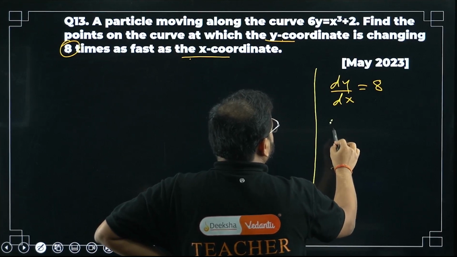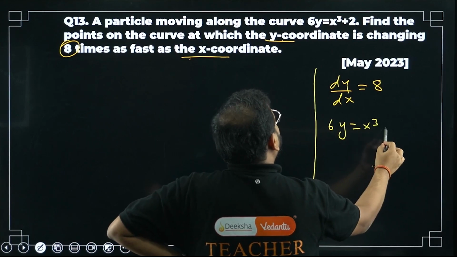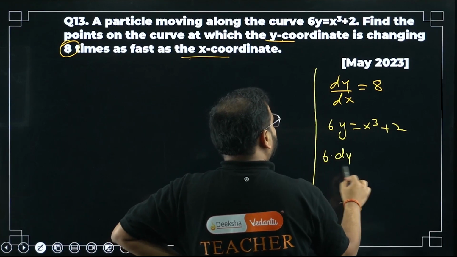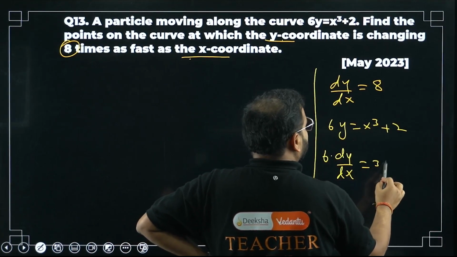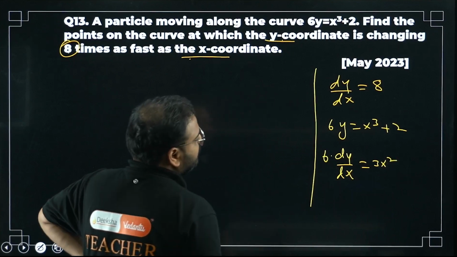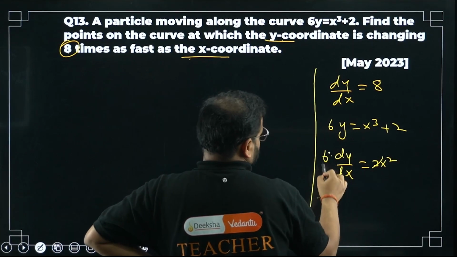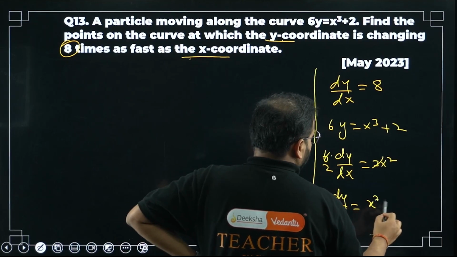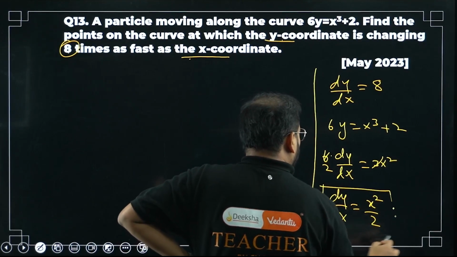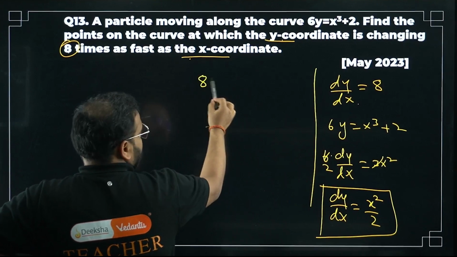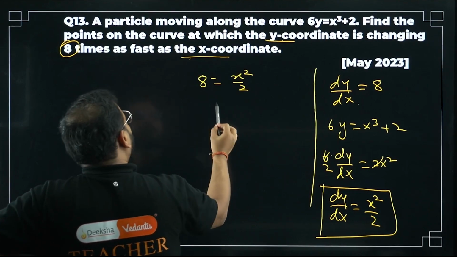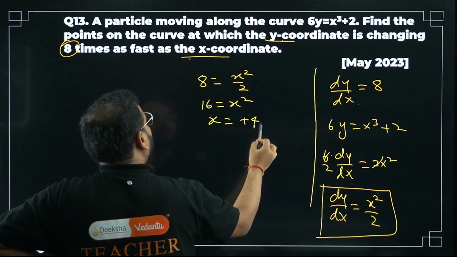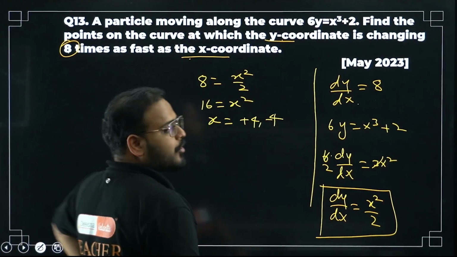So we will take this: 6y equals x cube plus 2. Derivative you take: 6 times dy by dx equals 3x square. That is 0. Okay, cancel this 2. I'm getting dy by dx equals x square by 2. We have the value of dy by dx right here. 8 equals x square by 2. What I'm getting? 16 equals x square. X can be either plus 4 or minus 4.